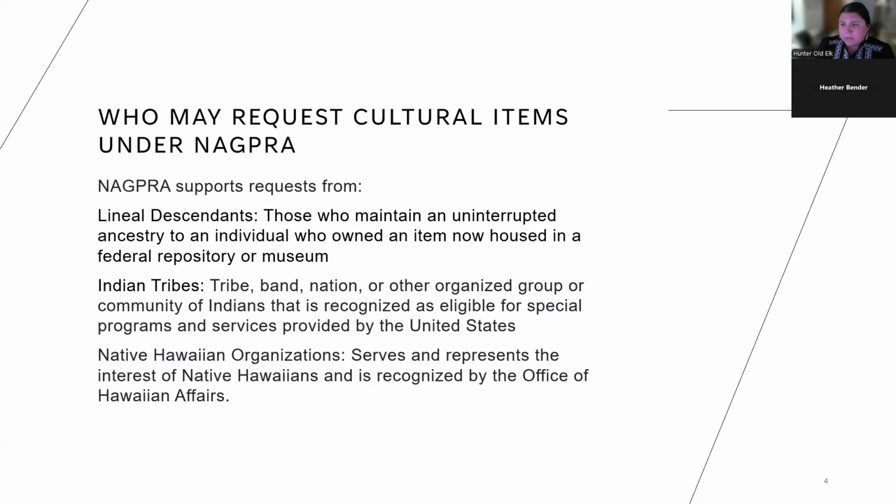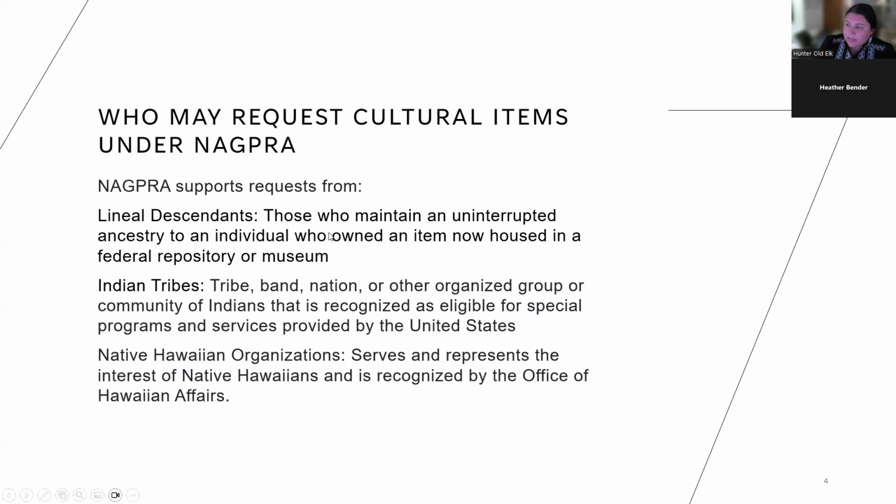And so a tribal community that wants to repatriate an item has to fall under one of these three designations. NAGPRA supports the request from lineal descendants. Those are individuals who have an uninterrupted ancestry to a person. So say there is an item that is in a federal repository. This community member can say, this is my ancestor, and I can trace my ancestry through these ways.